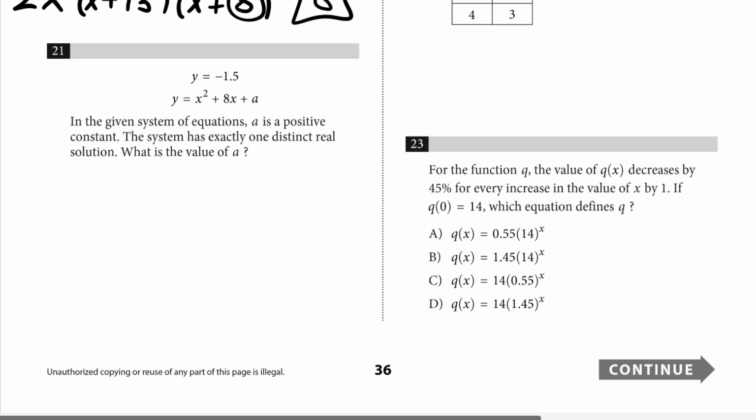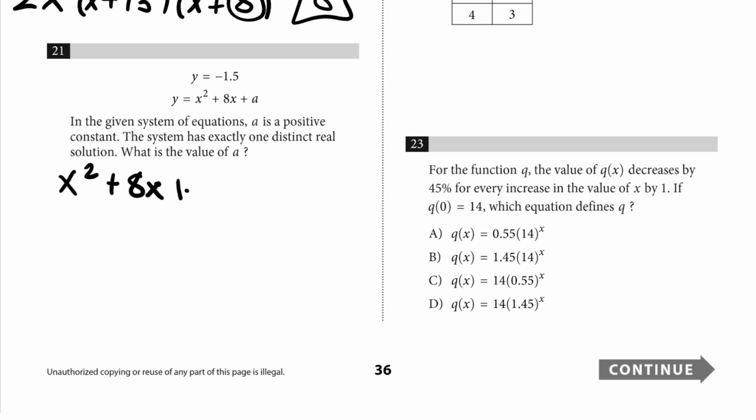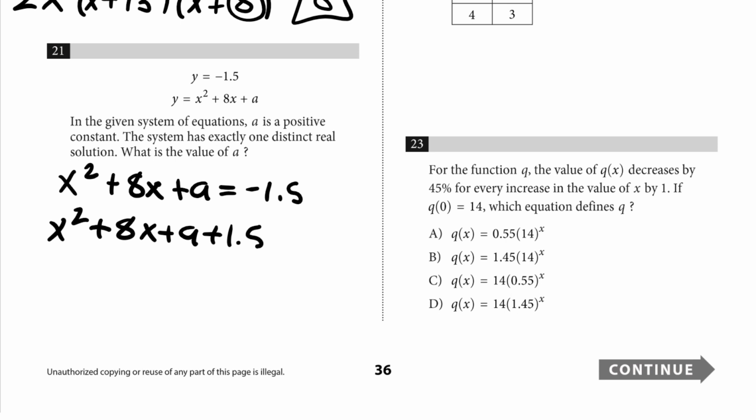Number 21. In the given system of equations, a is a positive constant. The system has exactly one distinct real solution. What is the value of a? So what we have to do is set these two equations equal to each other. So x squared plus 8x plus a equals negative 1.5. Then we're going to add 1.5 over to the left: x squared plus 8x plus a plus 1.5.